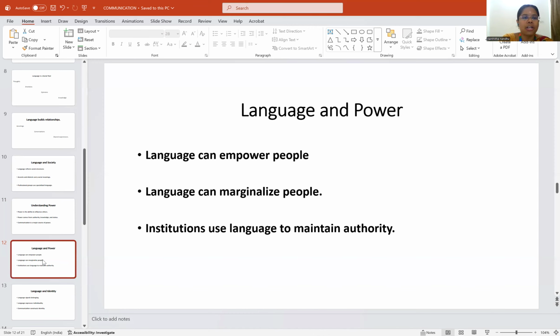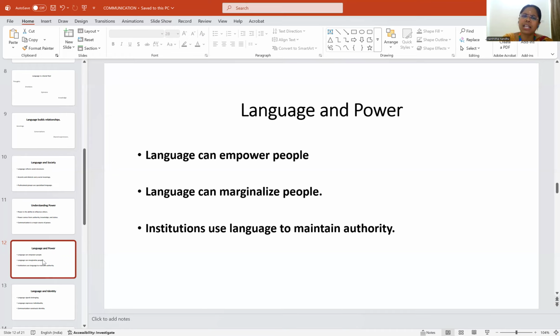Certain languages or dialects may be considered more prestigious than others, creating inequalities. This is a very bad idea, but still people who have much more pride towards their language always try to marginalize other language-speaking people through the dominance which they acquire through their language, which is not globally accepted, which is not legally or ethically right, but still people tend to do that, which is wrong. So language can empower people and at the same time language can marginalize people.